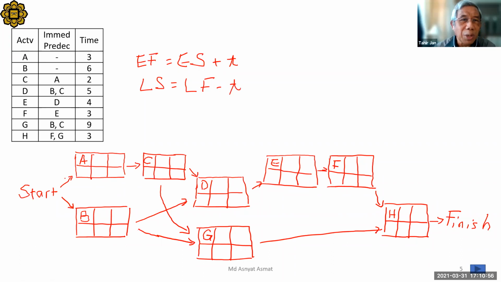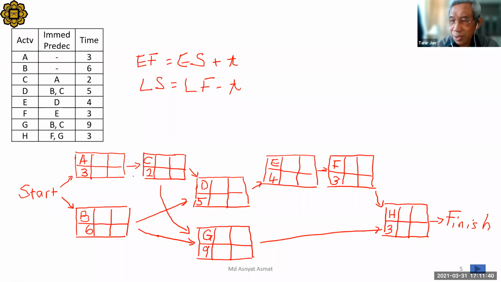Okay, let's put the activity time here. A is 3, B 6, activity duration, our activity time. C is 2, D 5, E 4, F 3, G 9, H 3.